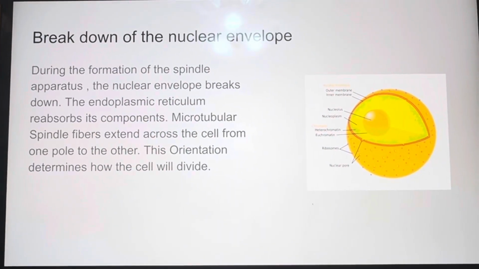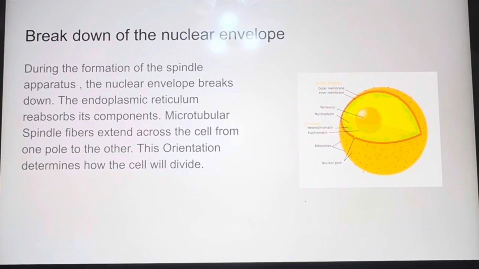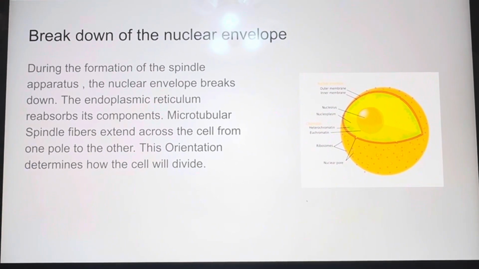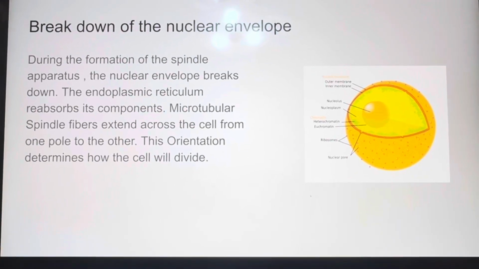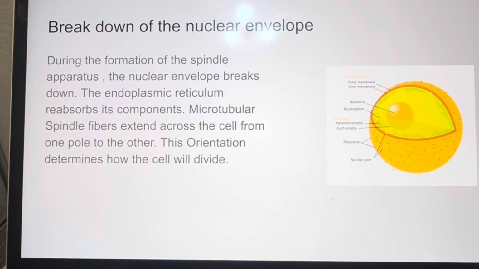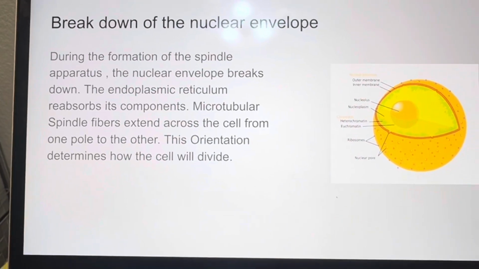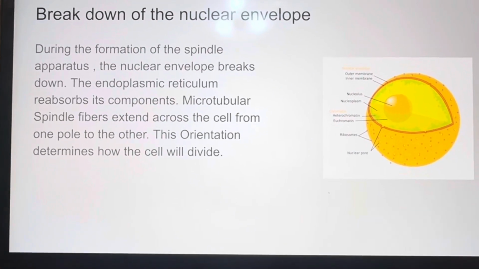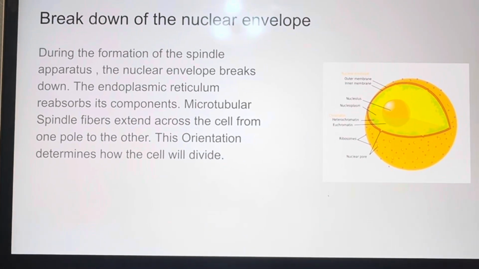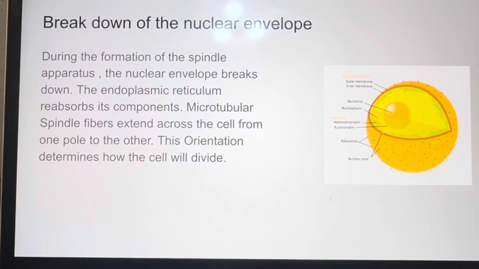The breakdown of the nuclear envelope. During the formation of the spindle apparatus, the nuclear envelope breaks down. The endoplasmic reticulum reabsorbs its components. Microtubular spindle fibers extend across the cell from one pole to the other. This orientation determines how the cell will be divided.